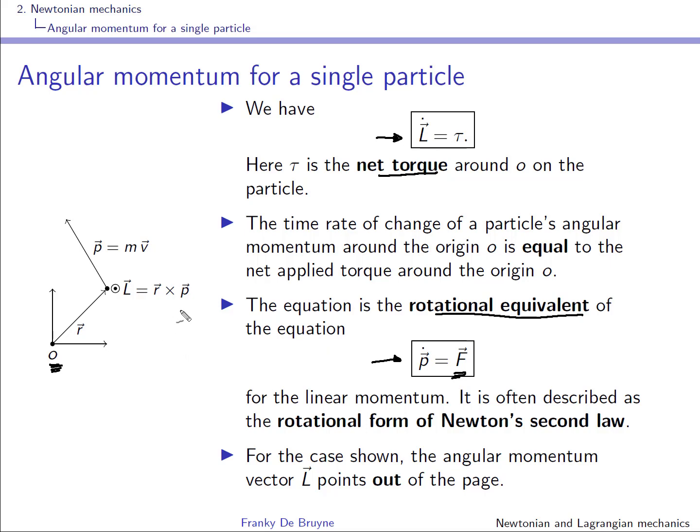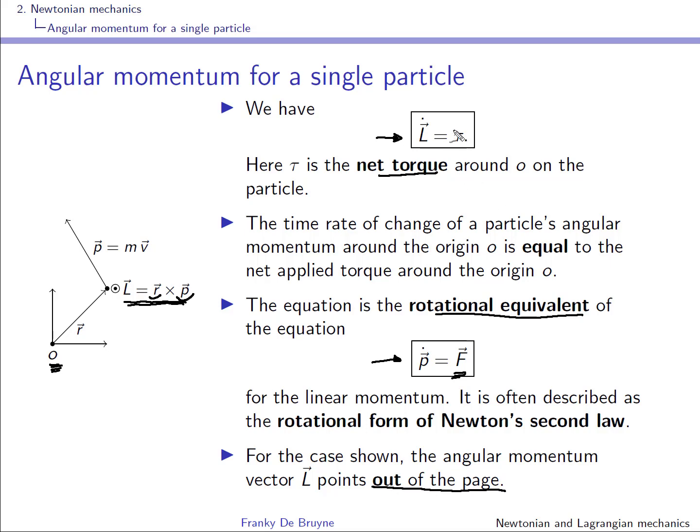Remember that L, the angular momentum, is a vector. It's the position vector cross product with the linear momentum. So if you take your right hand and you have your thumb pointing out the screen, you will see that this is actually the direction of the angular momentum, because the natural movement of the fingers is the one that goes from R to P, right? So the angular momentum points out of this page, out of the screen.